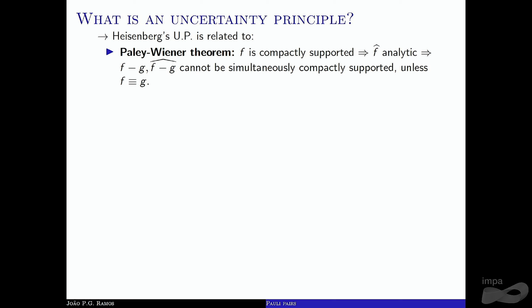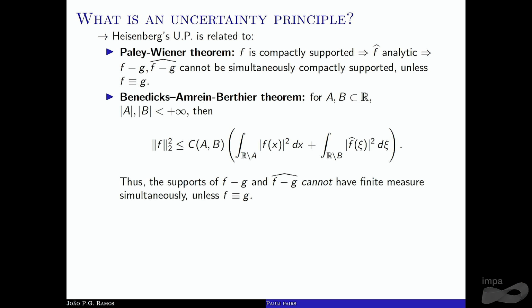So we cannot localize a function, in other words, to an interval, to a compact set, while simultaneously localizing the Fourier transform to a compact set. So this is an immediate generalization of what we saw in the previous slide, right? Another nice result that we should highlight is the Benedicks-Amrein-Berthier uncertainty principle, which says that this previous one that I just mentioned can be even further generalized.